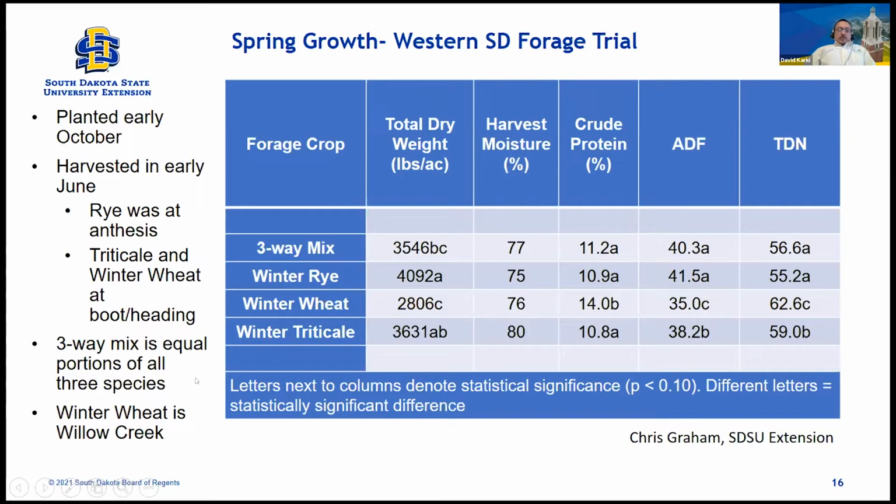That kind of shows that rye likes to grow faster in the spring because it was already in the flowering stage. That brings the quantity more, but a little lower quality. But the triticale and wheat. So if you're looking for spring biomass, rye is superior to the other two winter annuals we have. And the winter wheat that was used was Willow Creek, which is known for its forage characteristics or better growth.